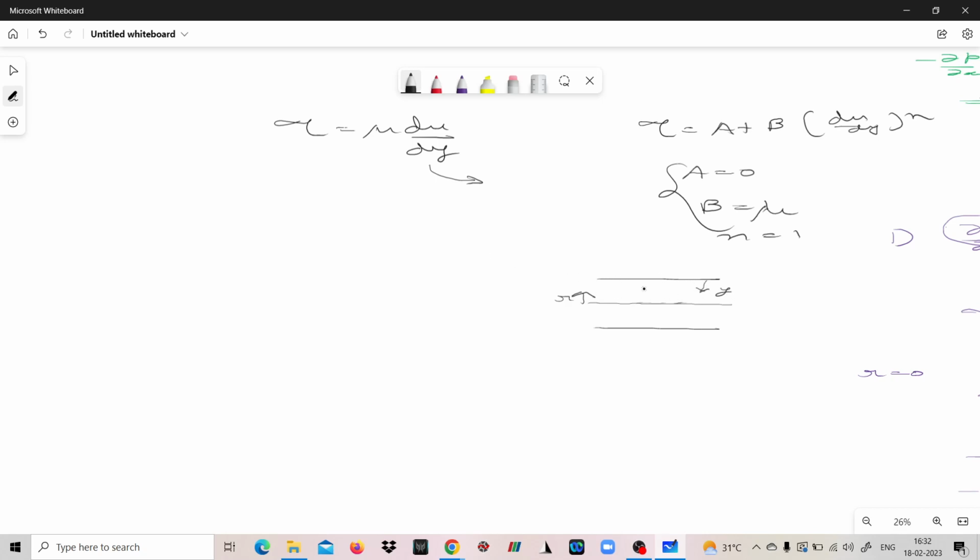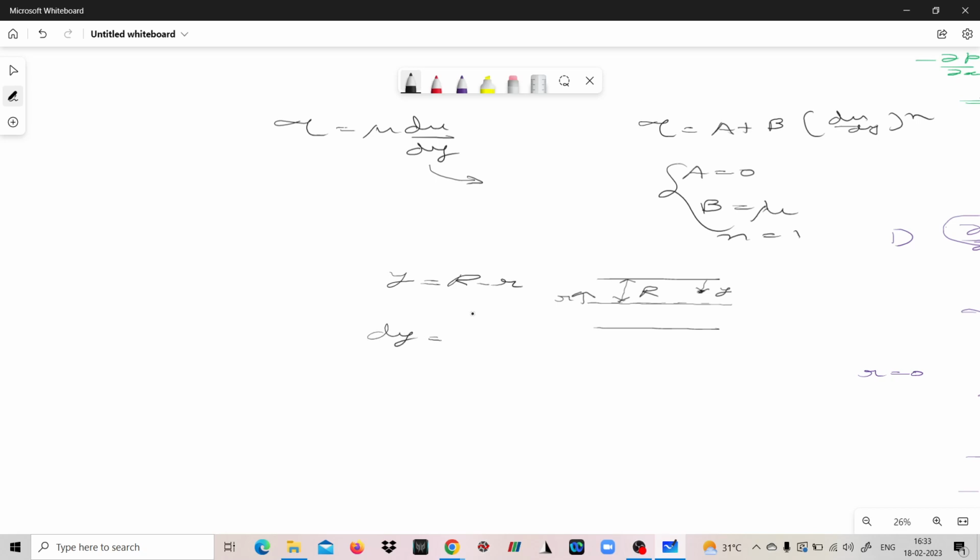Now what is the relationship between y and small r? This total distance is capital R. If you consider this point and measure from the pipe boundary, this is y. So y is basically capital R minus small r from the figure. Geometrically we can very easily write that y is equal to R minus r.